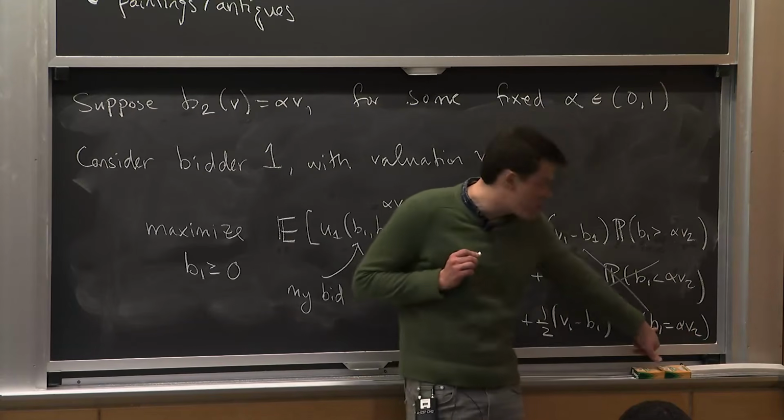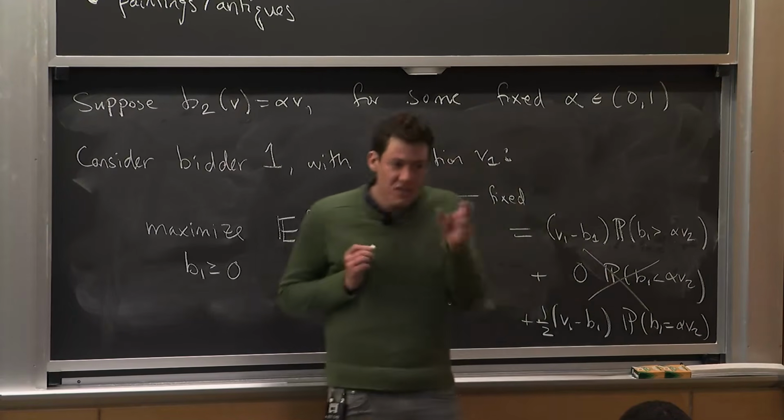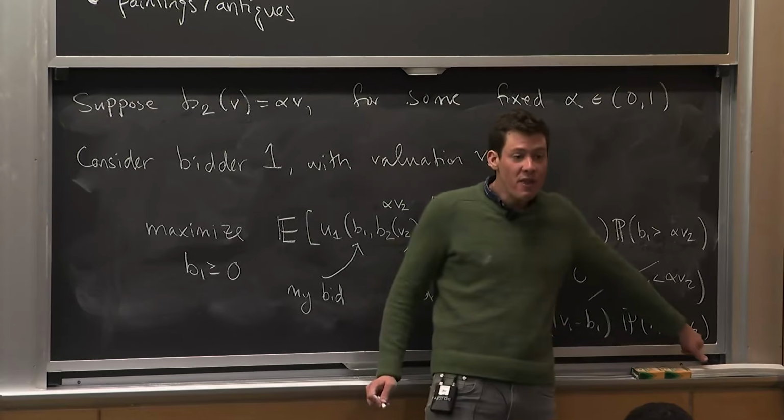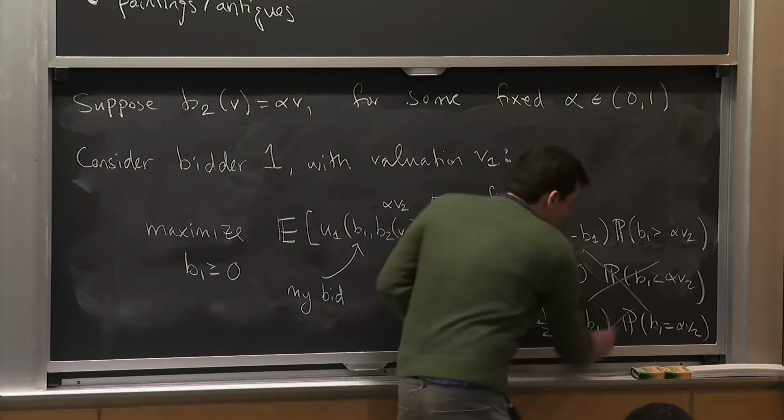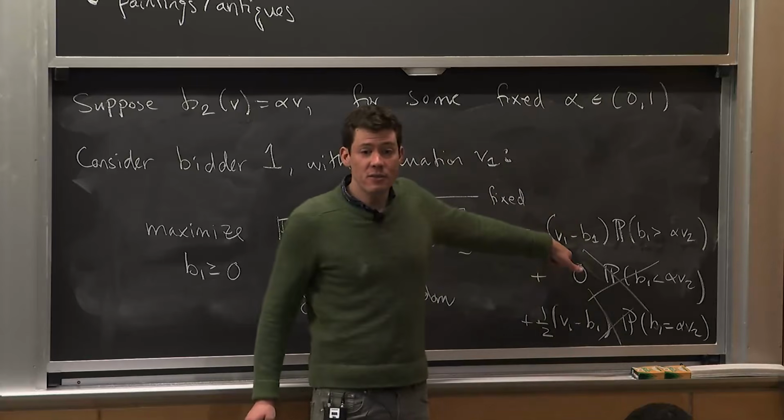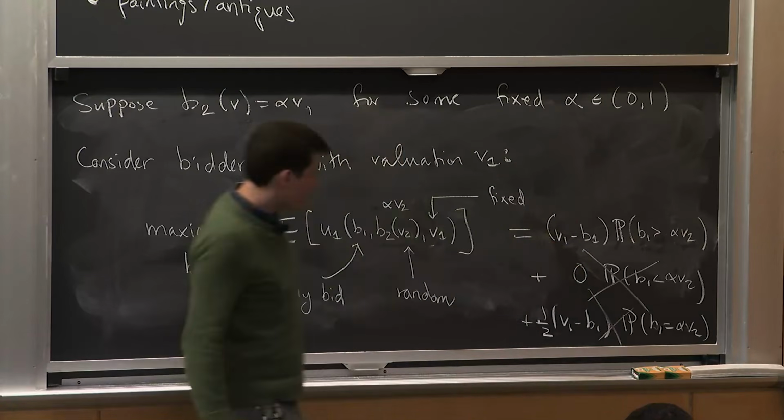And this disappears because the probability that B1 is exactly alpha V2 is 0. Why? It's always tricky to say the probability that B1 is something. Remember, B1 is just a number. So what I really mean is the probability that alpha V2 is equal to this fixed number B1. That's also 0. So that cancels, and I just get this expression. Okay.